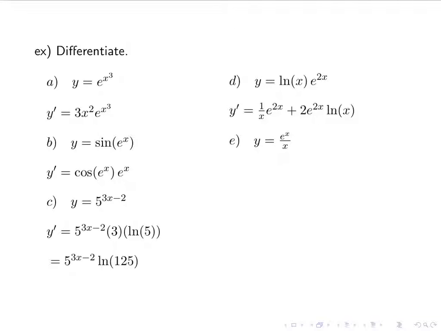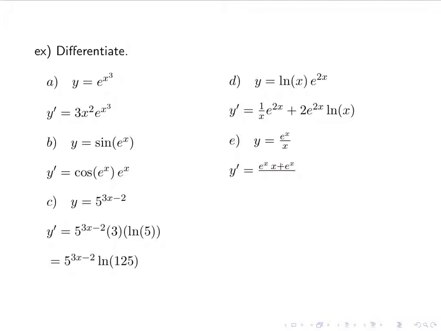Here's another one, y equals e to the x divided by x. So we have a quotient here. I could, if I wanted to, rewrite this as e to the x times x to the negative 1 and make it a product rule instead. But just for practice, I'm going to keep it as the quotient rule. So remember, the quotient rule starts with the derivative of the top function times the bottom function. And the really nice thing about e to the x is it is its own derivative. So the derivative of e to the x is e to the x. So we start with e to the x times x, that's u prime times v, minus v prime times u. V prime, the derivative of the bottom, is 1, and then u is e to the x.